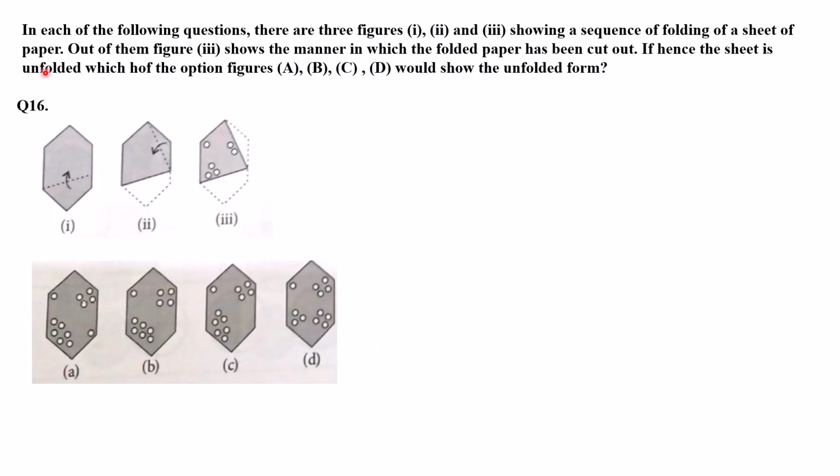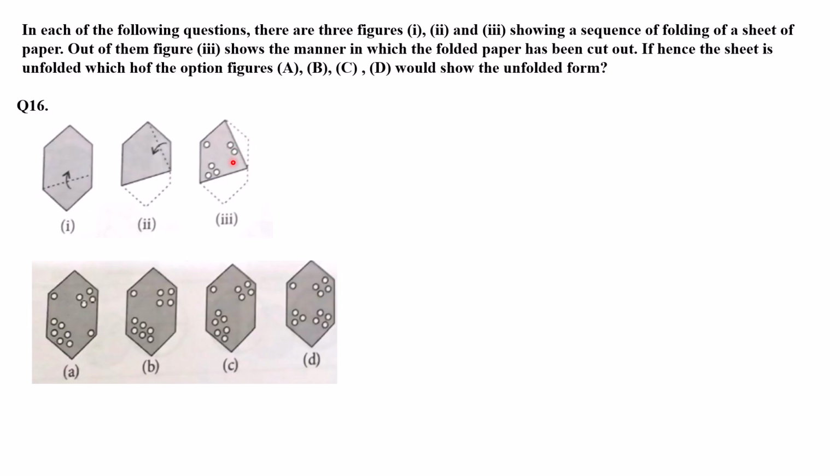Now question number 16. In each of the following questions, there are three figures 1, 2 and 3 showing a sequence of folding of a sheet of paper. Out of the figures, the third shows the manner in which the folded paper has been cut out. If the sheet is unfolded, which of the following figures A, B, C and D would show the unfolded form? So see, first it is folded along this, then along this. Now you have to unfold it, and then if you unfold, which shape will you get?